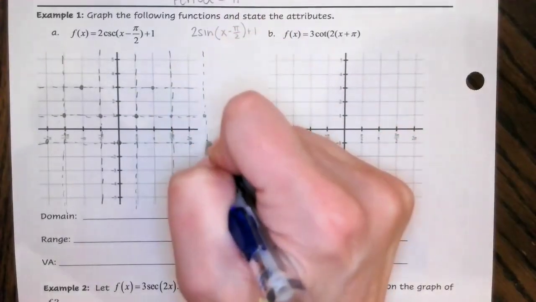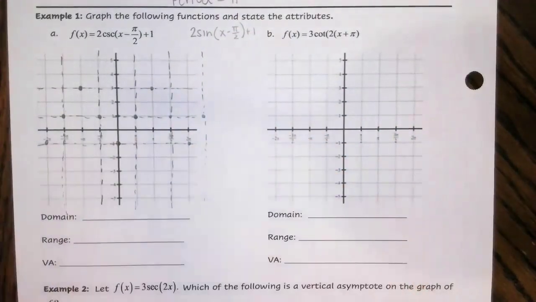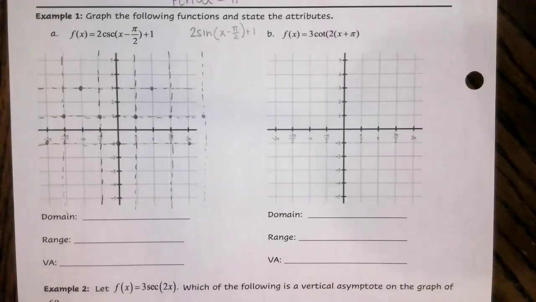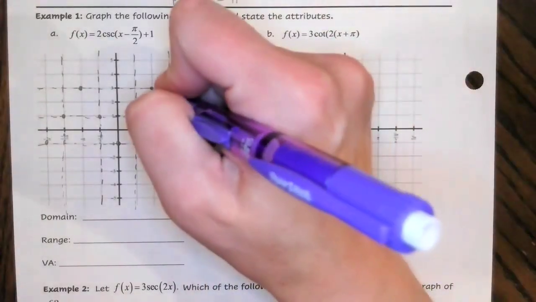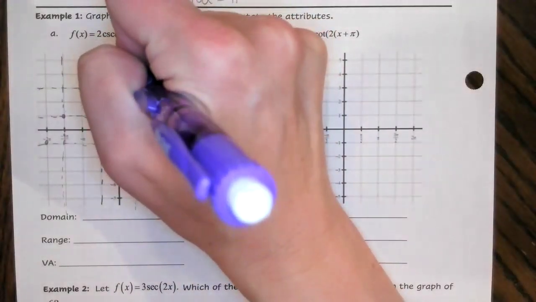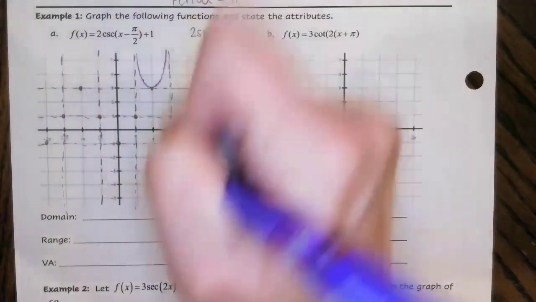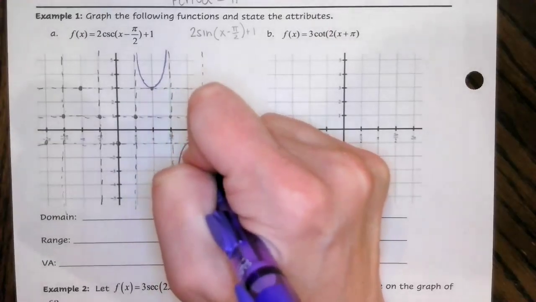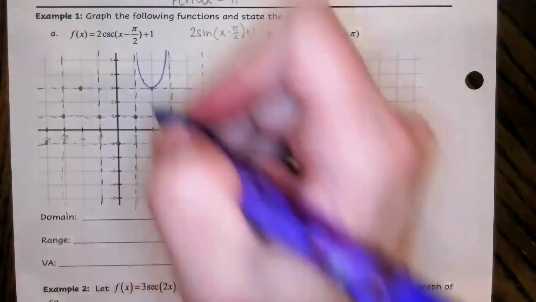Even put this one right off the paper here. All right, so now we've got our vertical asymptotes. Now we can go ahead and sketch our picture. So I go to my max or min point, and then I use my asymptotes to guide my end behavior, and I go ahead and sketch my picture for the cosecant.